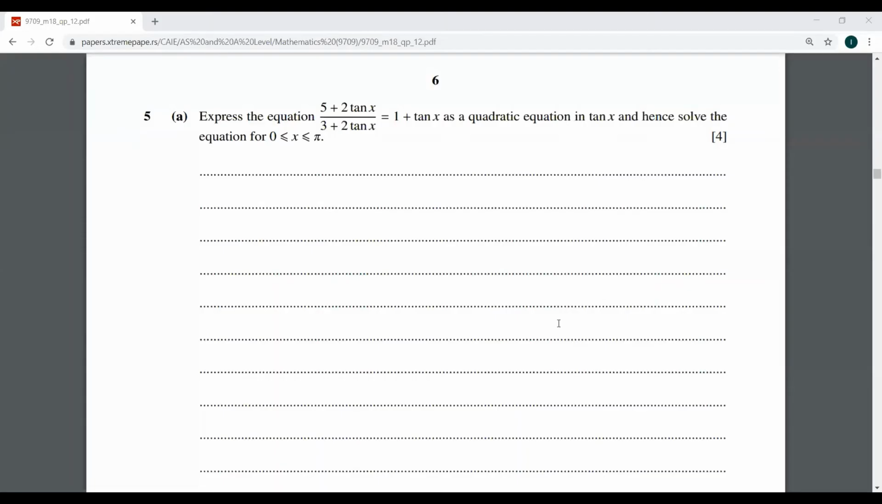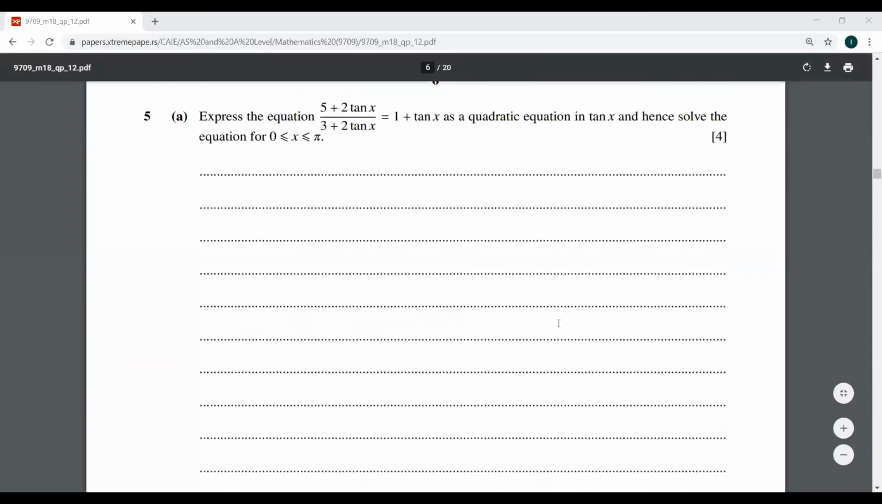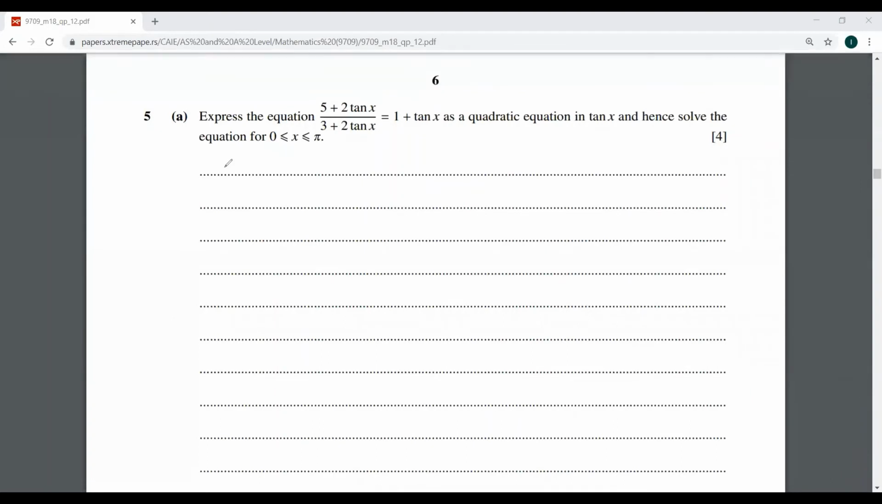Okay, the third question, this is from the March 18 paper 12. This is an easier question because there's only one problem, that is the tan x we have to find. Okay, so here we go. We start with the cross multiplication. This is 5 plus 2 tan x, that is 1 plus tan x times 3 plus 2 tan x. Now, since there's only the tan x in it, right away you can start this. Oh, no, he says as a quadratic equation in tan. So we have to simplify this first, and then we will substitute this tan x with something.